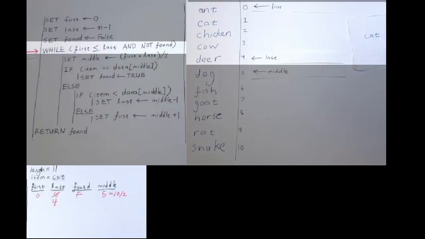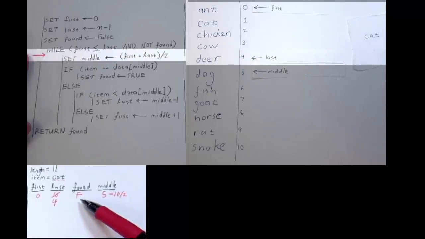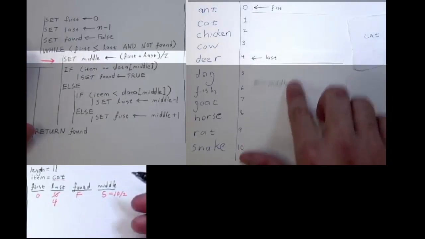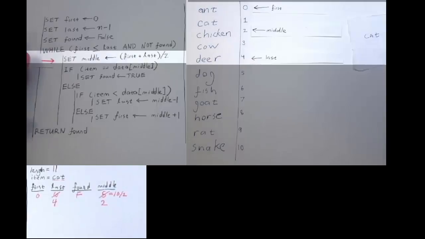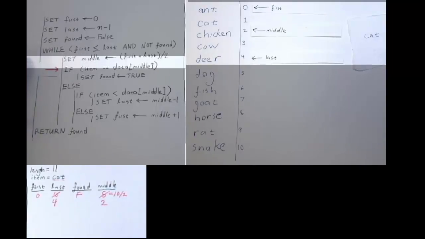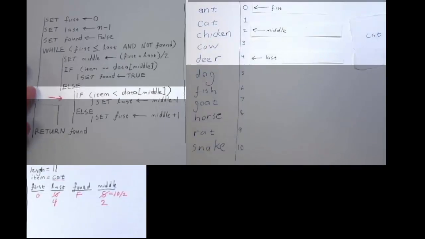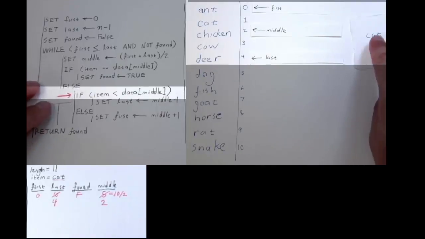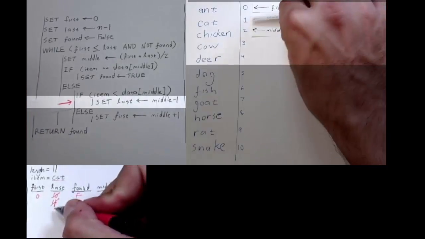So we go back up to the top of our loop, which is this while statement, and it says while first is less than or equal to last. First is still less than or equal to last, and not found, we haven't found it yet, we set middle to first plus last over 2. So 4 divided by 2 is 2. Okay. If item equals data middle, does cat equal chicken? No, it doesn't. So else, if item is less than data middle, is cat less than chicken? It is. Then we're going to set last to middle minus 1.